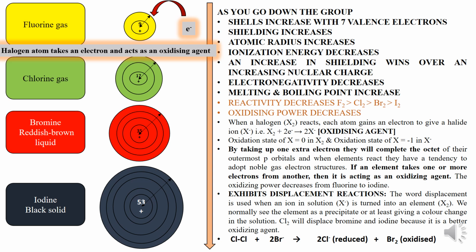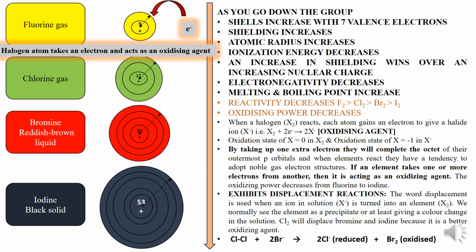Now what makes the halogen atom accept an electron? There are 2 reasons for this. The first being, it wants to complete the outermost shell, it wants to complete the octet, and it wants to attain the stable electronic configuration of the nearest noble gas in the periodic table. So these are the 2 major reasons for the halogen atom to accept an electron.